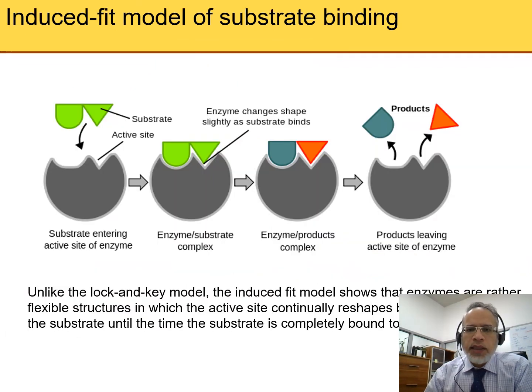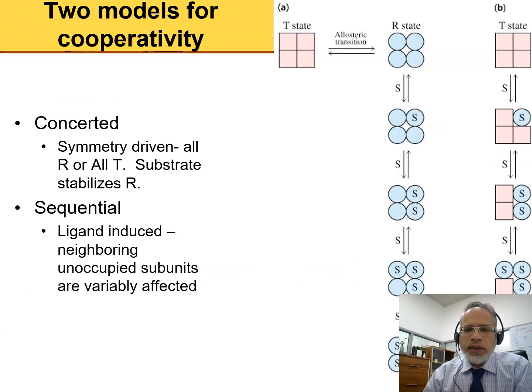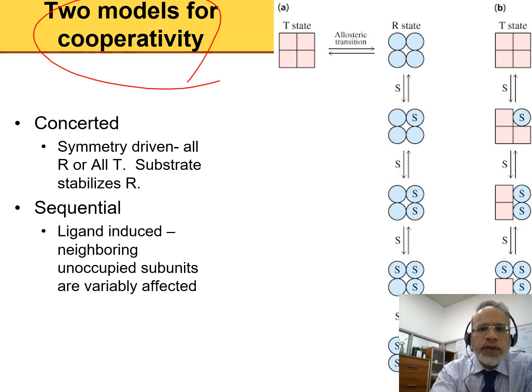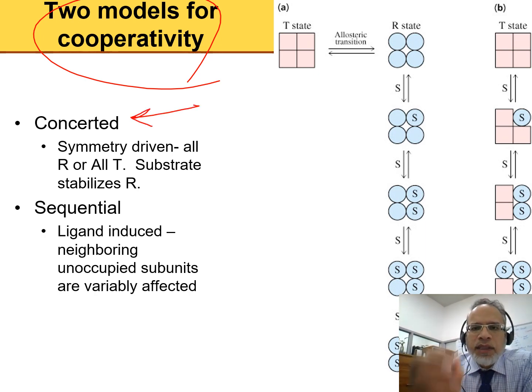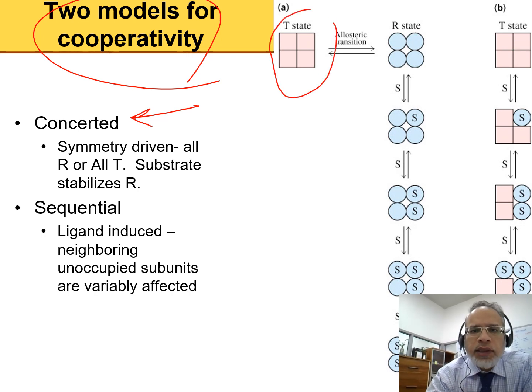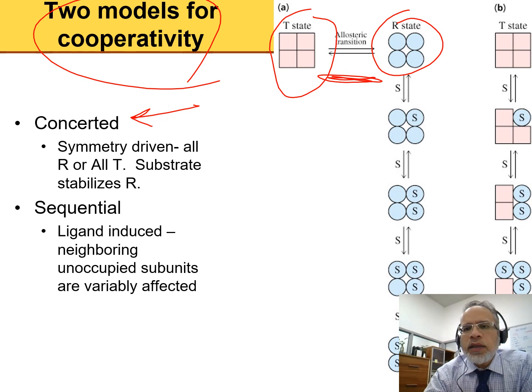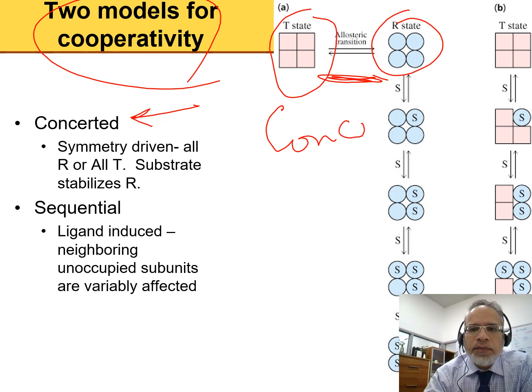This is just another example of the same thing showing lock and key. So in summary, we said there are two models to explain cooperativity. One is called the concerted model, and concerted means everything happens at the same time. So you have T and R, and this transition from T to R happens, all the subunits change their shape or conformation exactly at the same time. All four of them have the same thing. That's called the concerted model, and concerted means together or same time, right?